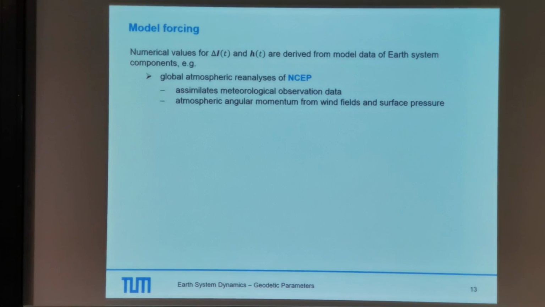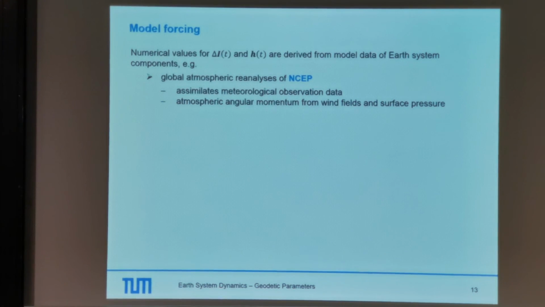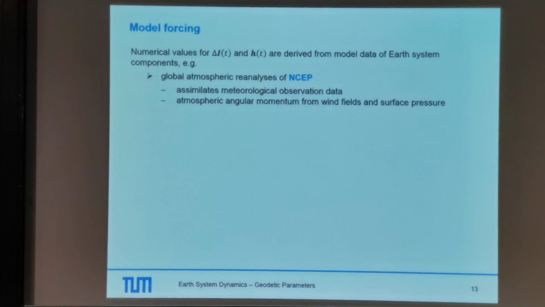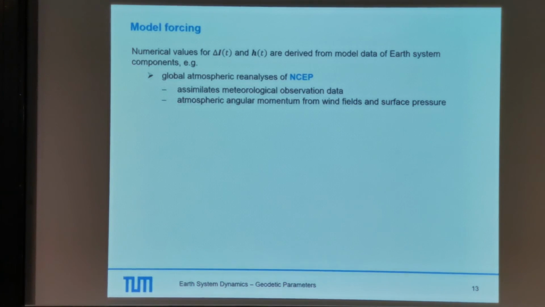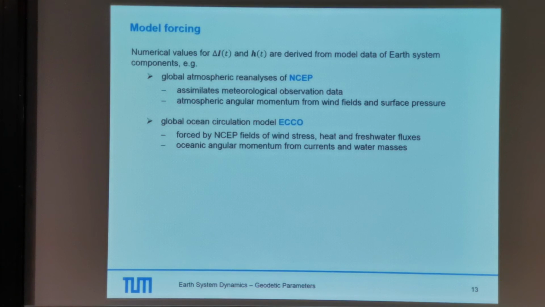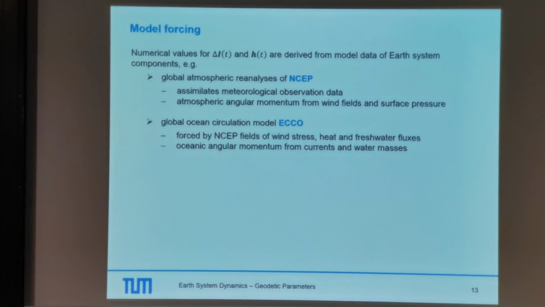So now, for the first time, we try to combine space geodetic measurements with totally geophysical models. So we take an atmosphere model, extract the wind fields and pressure variations, and derive angular momentum variations out of this. That is called atmospheric angular momentum. The same can be done with the ocean. For the ocean, we take a global ocean circulation model.